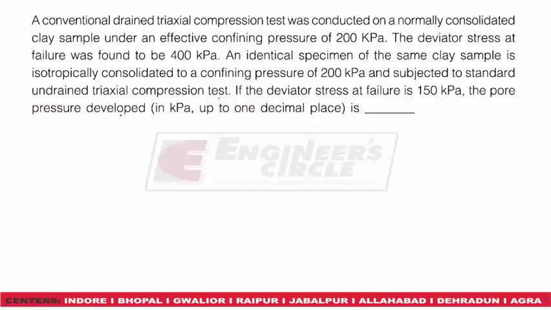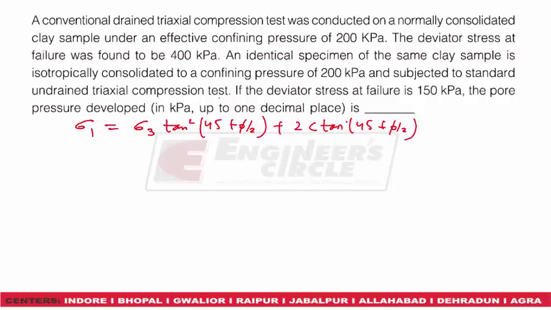Now first of all we know that the relation between principal stresses is given by sigma 1 equal to sigma 3 tan square (45 plus phi by 2) plus 2c tan (45 plus phi by 2). Now since it is given to us that the soil is clay, the value of C has some finite value, but conceptually we must note that in the first test the sample is consolidated, and again the identical sample is used in the second test. So for a consolidated clay sample, C is always 0.